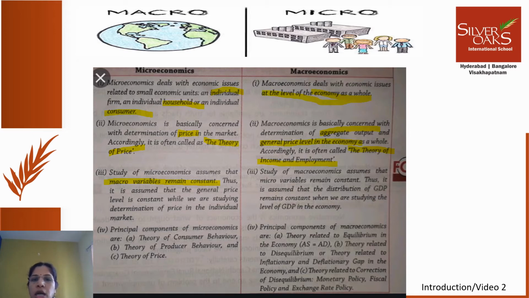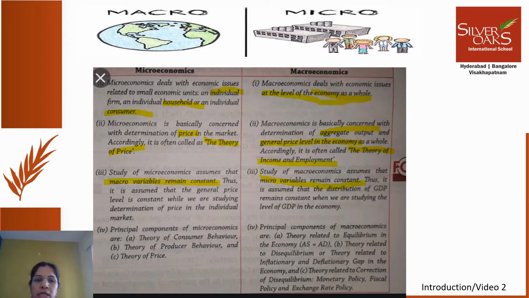In contrast, macroeconomics assumes that the micro variables remain constant. With the same example, if we are studying the employment trends of the overall country, you will not consider what kind of employment trends we are seeing in the automobile sector or in the construction sector individually. You will keep them constant. Thus, it is assumed that the distribution of GDP remains constant when we are studying the level of GDP in the economy.